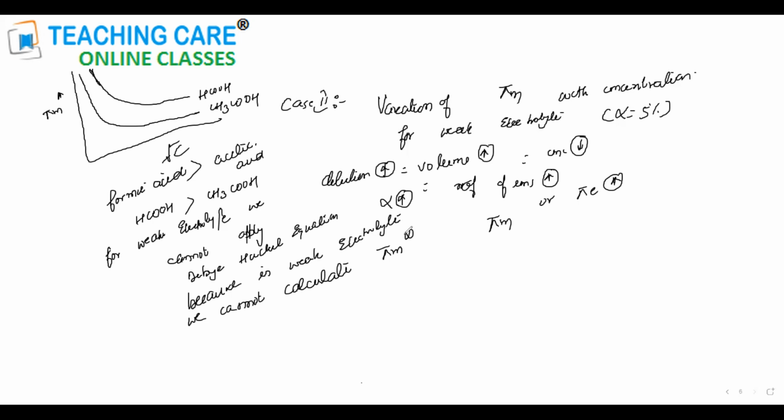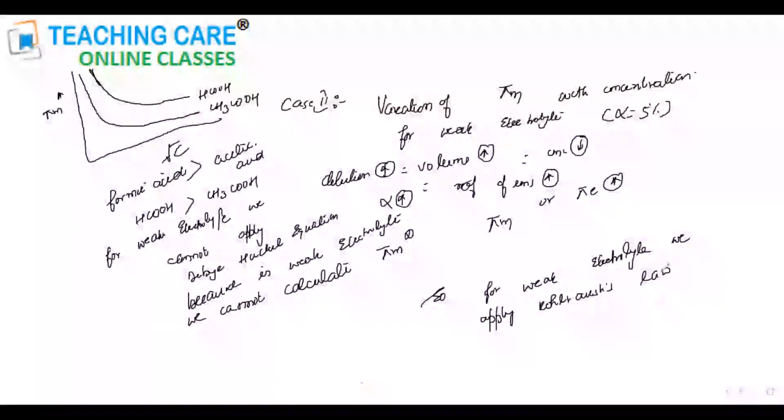Okay. For weak electrolytes, we apply Kohlrausch's law. Very important. Kohlrausch's law is applicable for both weak electrolytes and strong electrolytes. For weak electrolytes we apply Kohlrausch's law, and with it we can find values for both. And one question is definitely going to come from Kohlrausch's law. It is for sure.